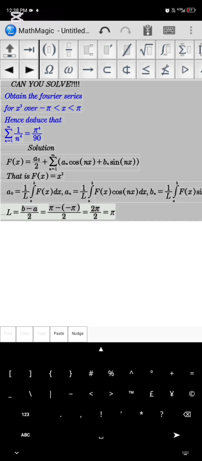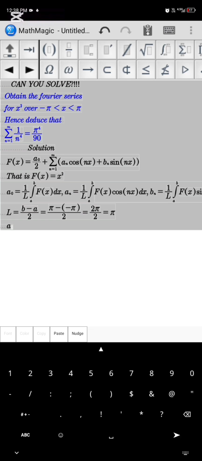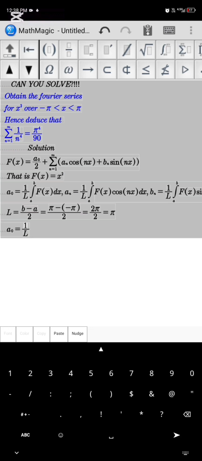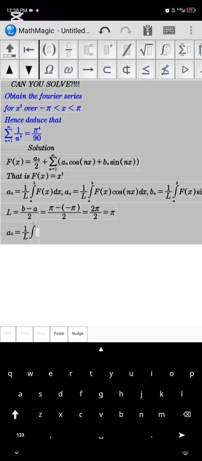Alright. Now the next step we are going to take here is to solve for our a naught. So that's the first thing we have to do. We already have the formula for calculating a naught. That is a naught is equal to 1 over L, integral from a to b of f of x dx. So that is the formula for calculating a naught.